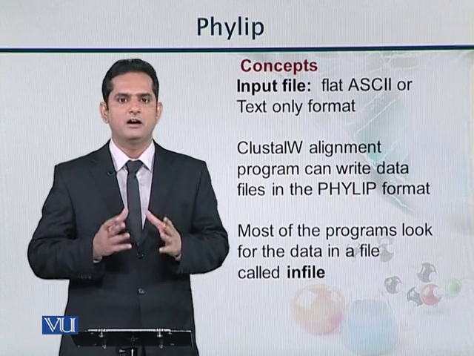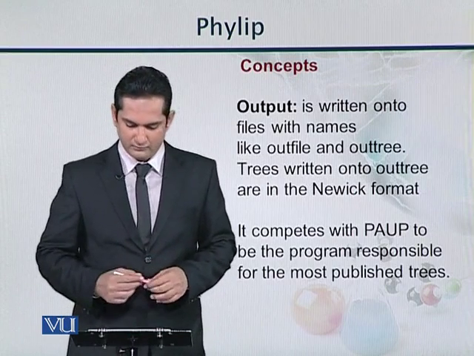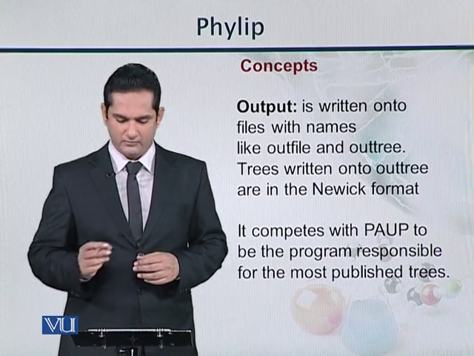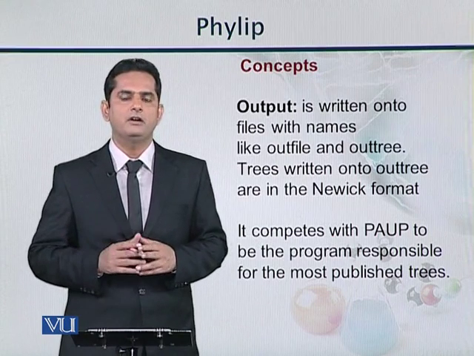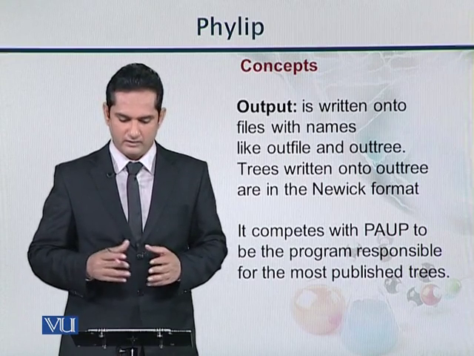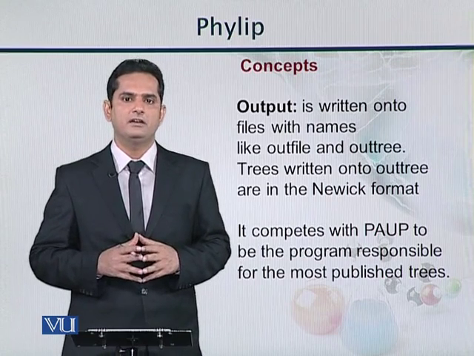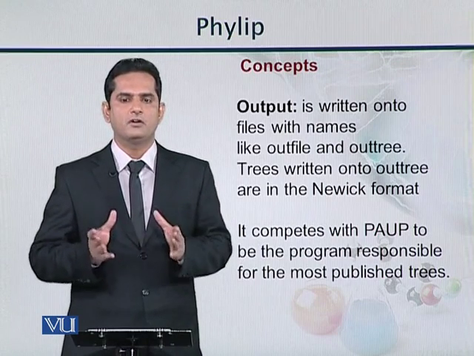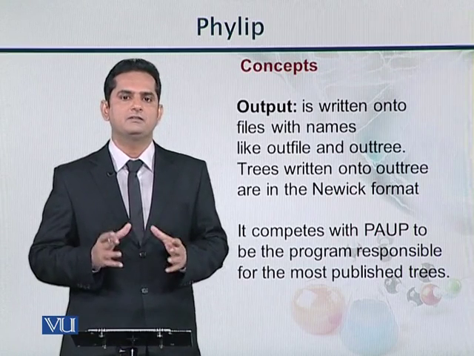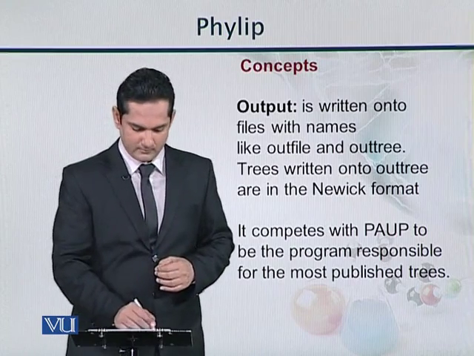And then what will happen? These sequences are stored in the file which is called the infile format. And then we have output. Output would be written in outfile format or outtree format. Outtree format is basically a hierarchical representation in the form of trees, and outfile is our textual or ASCII file format. Now this is very analogous or comparable to another software, PAUP, which at the moment has the highest number of published trees related to phylogenetic analysis.